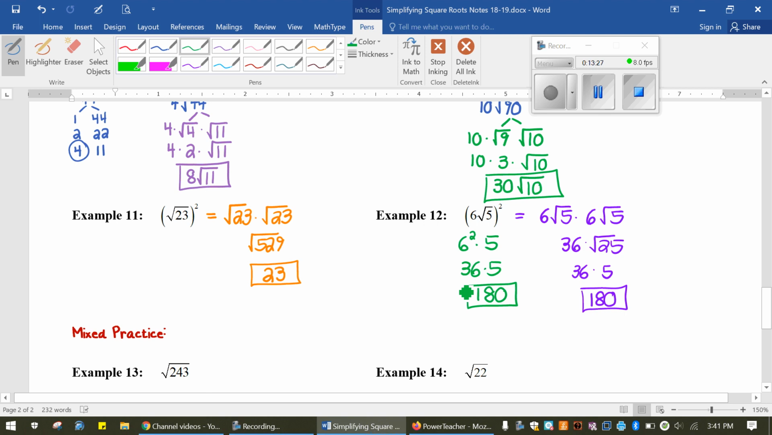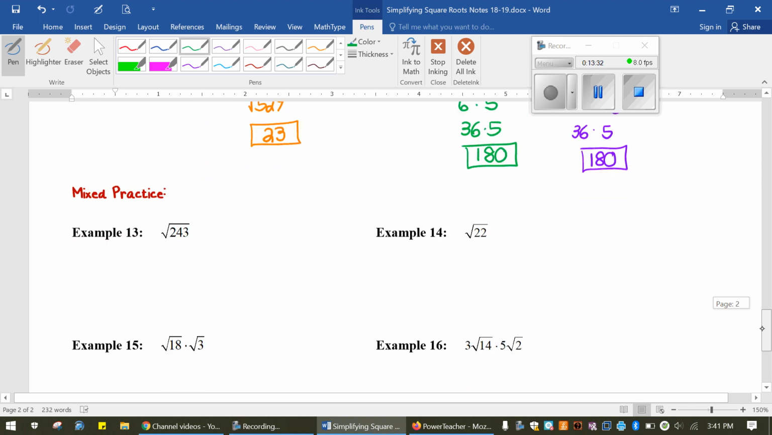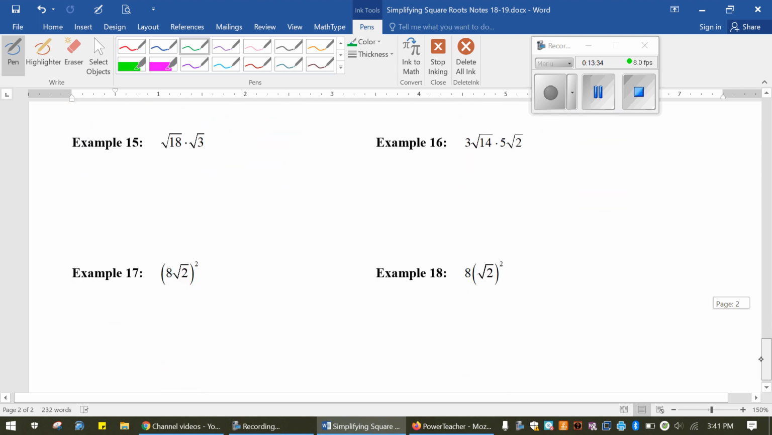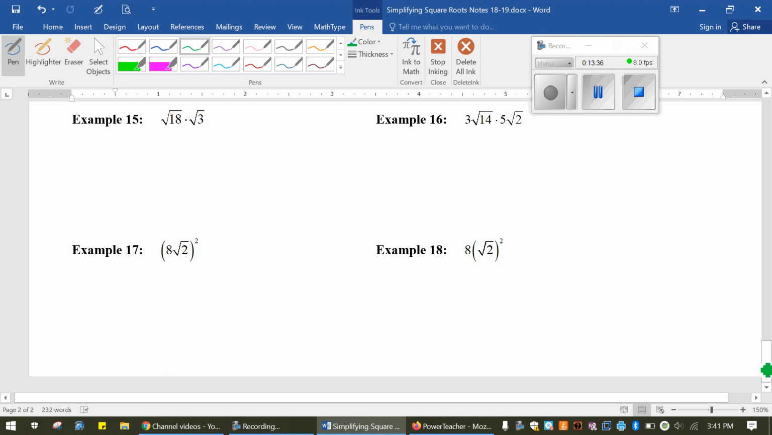All right, so we've got some mixed practice here. Let's actually jump down to numbers 17 and 18 and give you a chance to try what we just did on numbers 11 and 12. So pause the video and give these two a shot.